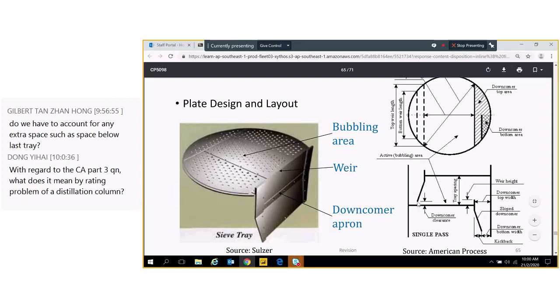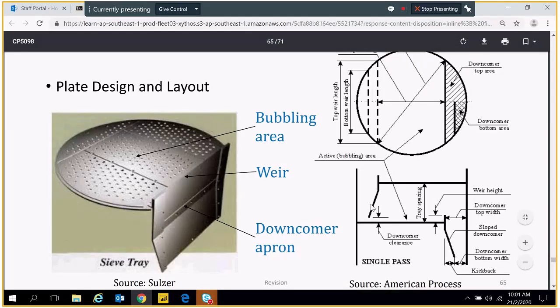Now downcomer backup means the downcomer somehow got choked. There's some kind of debris obstructing it, maybe impurities or whatever. Therefore, the liquid cannot flow smoothly. If the liquid cannot flow smoothly, the liquid level will rise. This is the downcomer, like a drain pipe, and the level keeps on rising and then it will overflow. Just like a kitchen sink: what happens if a drain pipe is choked? The water cannot pass through the drain pipe, and then the water will overflow onto the kitchen floor. It's the same idea. This is called downcomer backup.